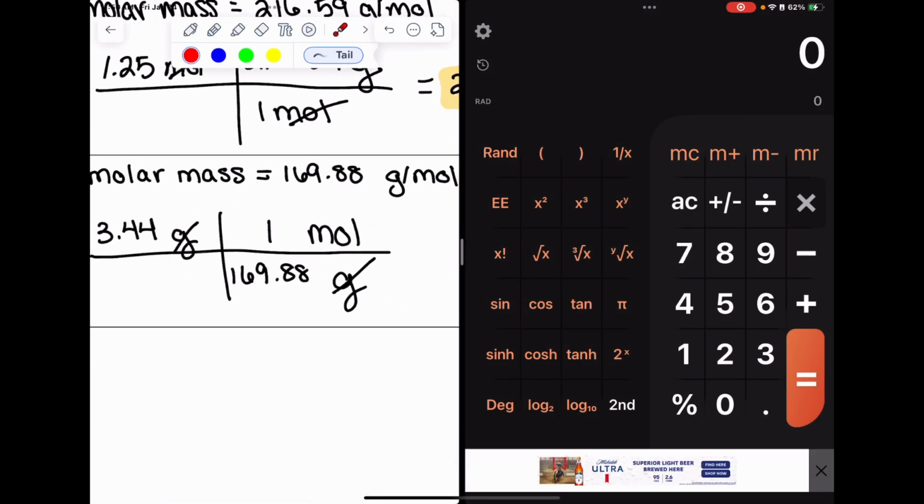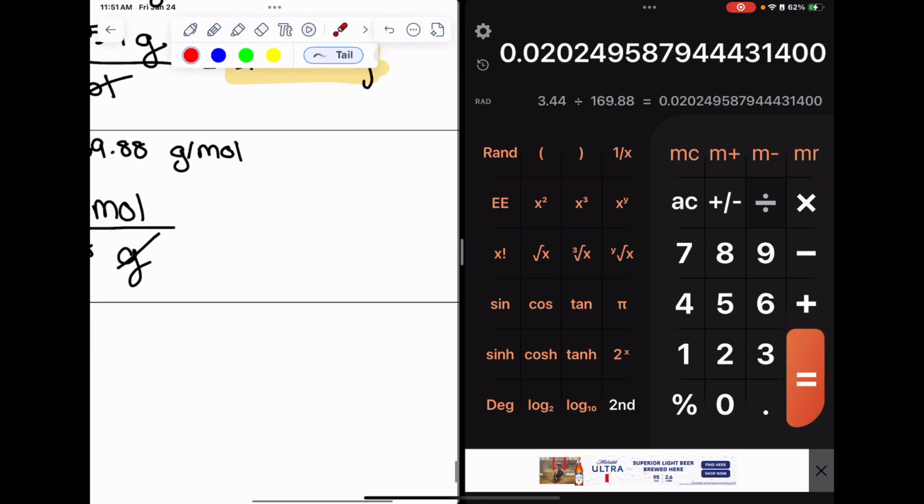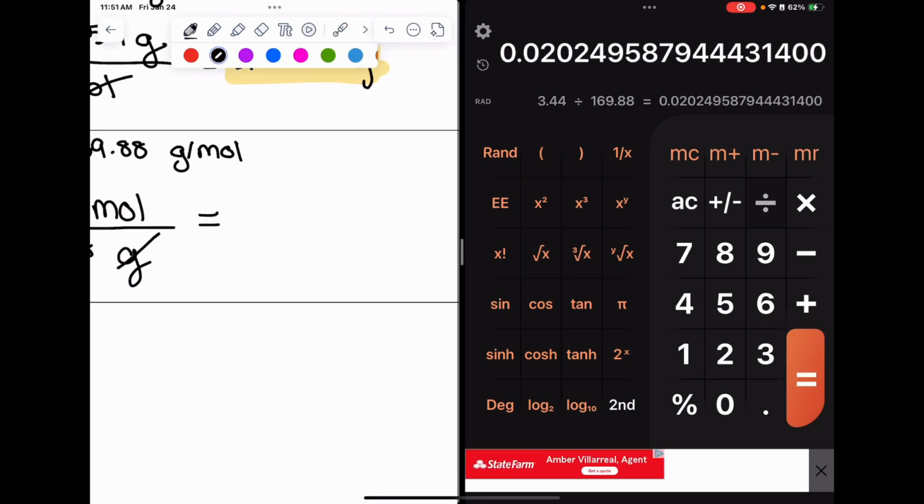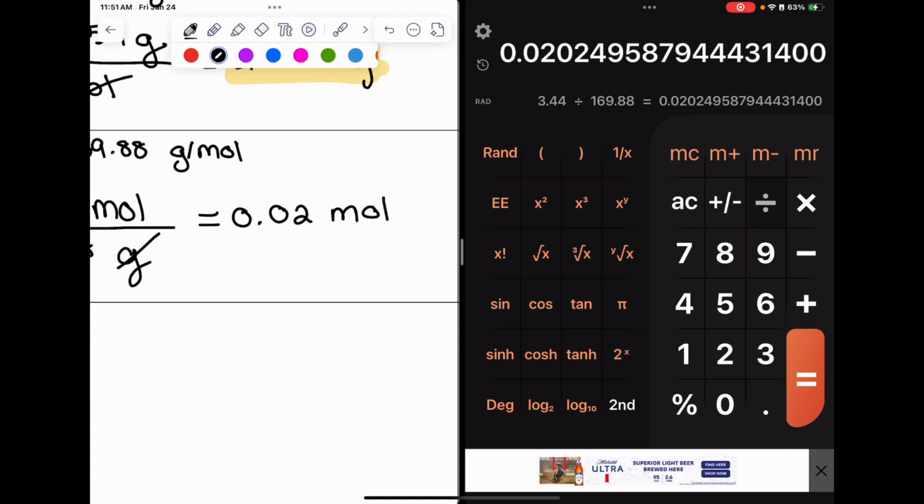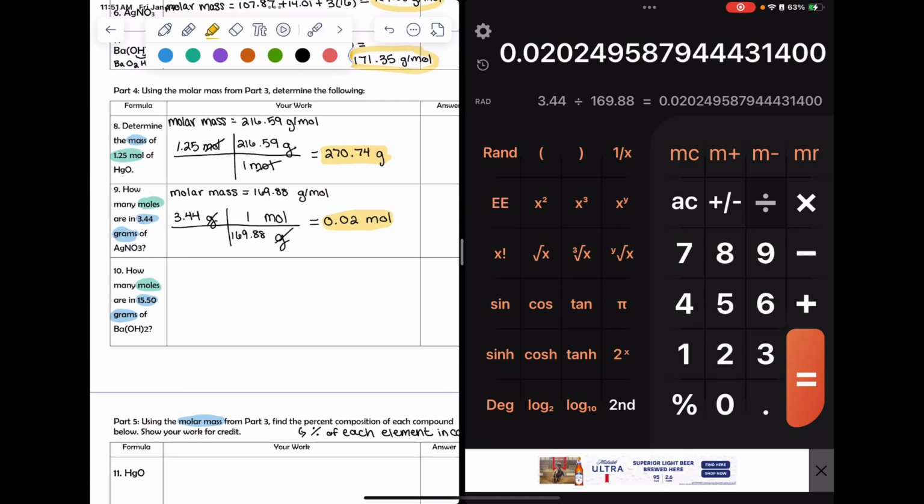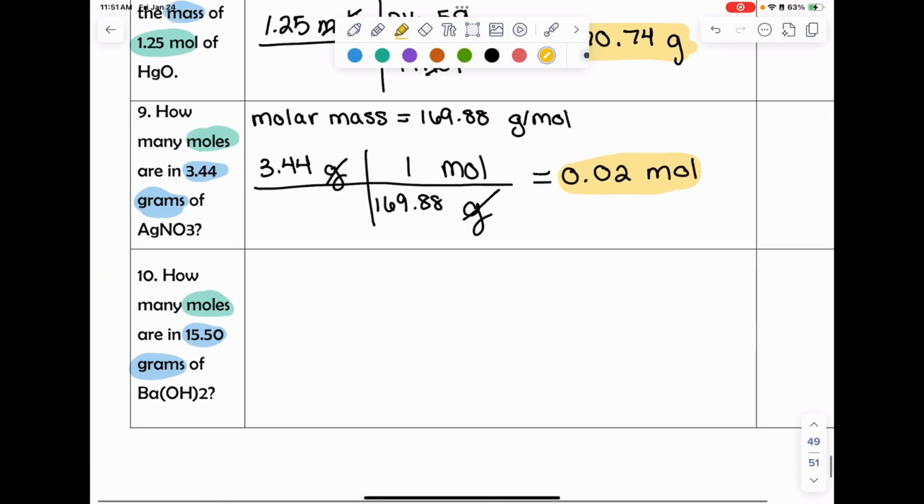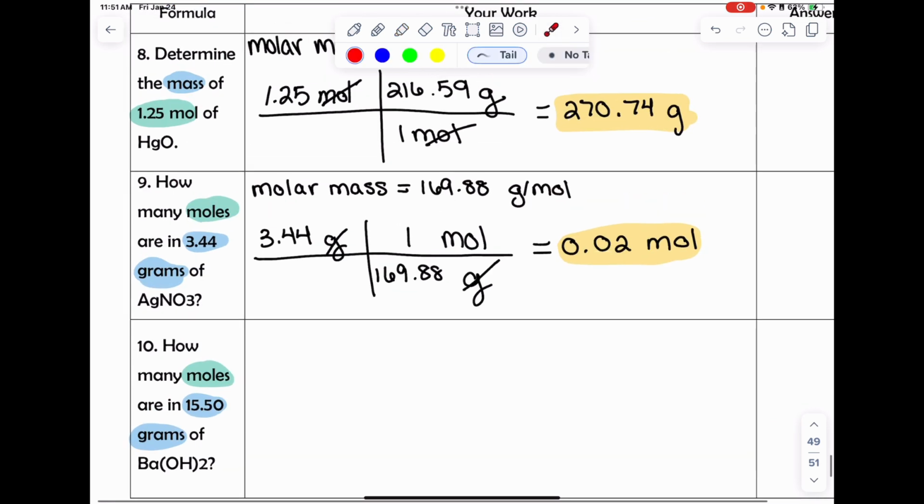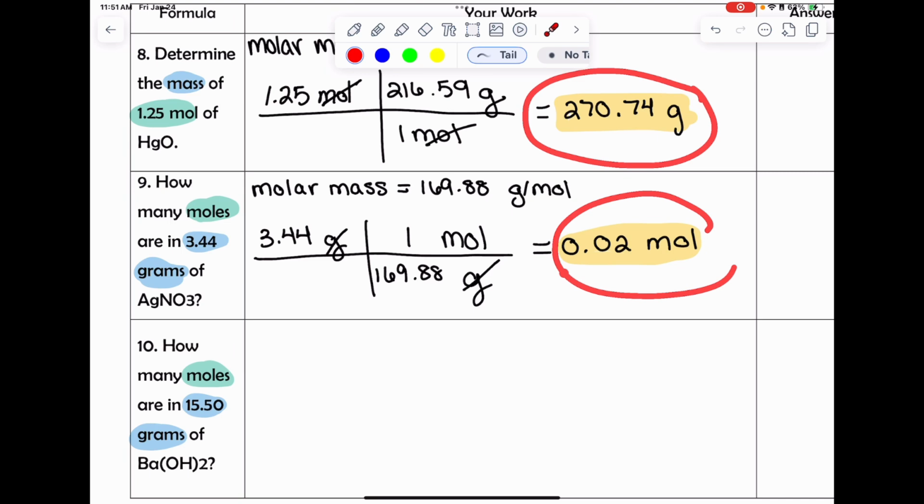So, clearing out my calculator, 3.44 divided by 169.88 will give us a total of 0.02 moles. That's a very small number, but hey, that's our answer there. And there is your answer for number 9. So this one we ended up in grams, this one we ended up in moles.